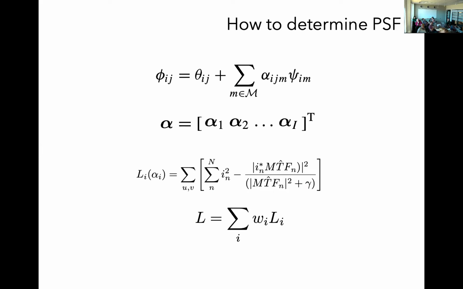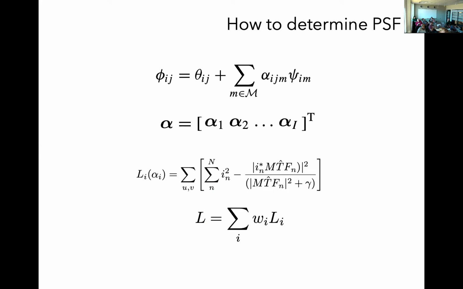The goodness-of-fit function there, your L, is comparing your actual observed image with the complex conjugate of that image multiplied by your estimated MTF. So there's a little hat there.